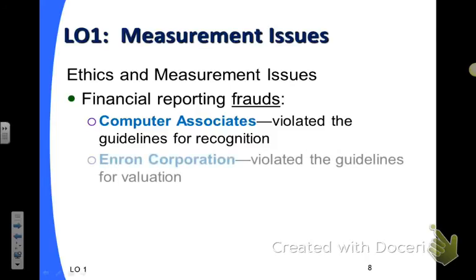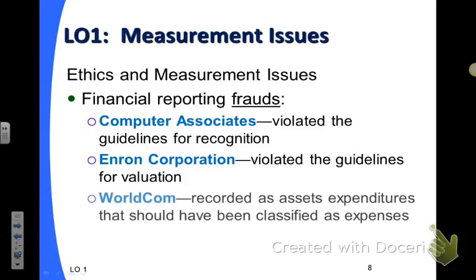Another business, Enron, violated guidelines for valuation. They did it by transferring assets between their companies, so they added them on instead of consolidating them. And then lastly, we have WorldCom. They reported certain assets as expenditures, certain things that they should have classified as assets, they recorded as expenses.